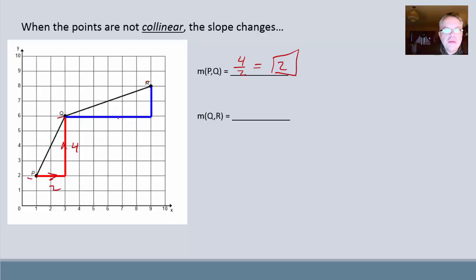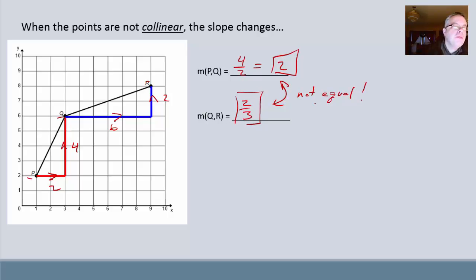If we do the other slope triangle, the blue one, we can tell this is kind of different here. So 1, 2, 3, 4, 5, 6. The run is 6, and the rise is 2. So the slope between Q and R is 2/3. That's already reduced. And we can see that these are not equal. That's because those points don't lie on the same line.